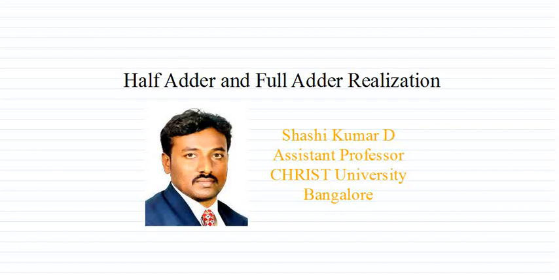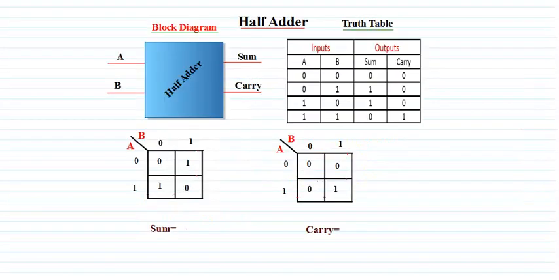Dear students, in this lecture I'll be discussing half adder and full adder realization using Multisim simulator. For that, first let us understand the half adder. A half adder will have two inputs, that is A and B, and two outputs, that is sum and carry. So the two inputs A and B can have 2 to the power 2, that is 4 different combinations.